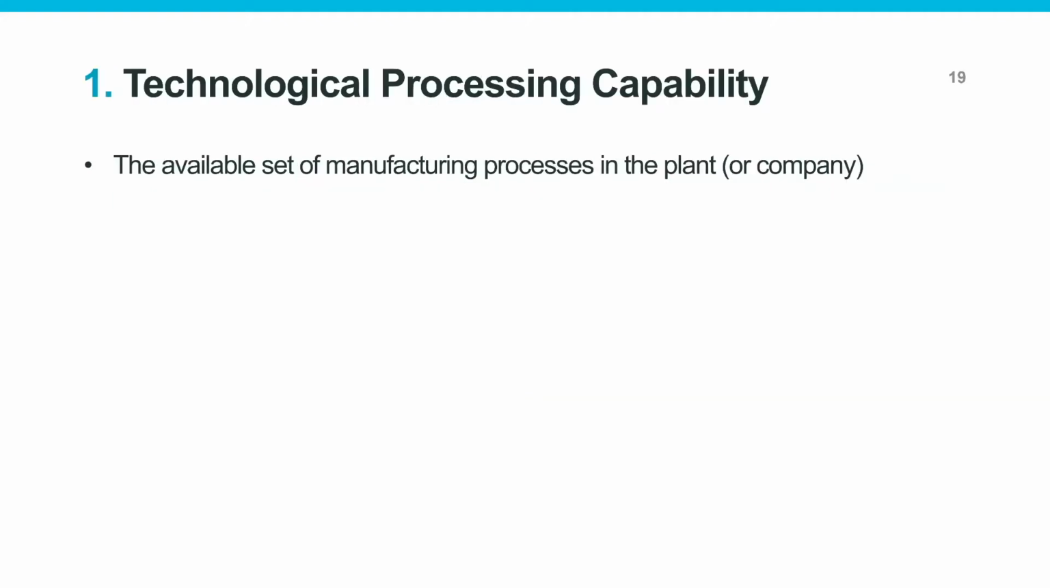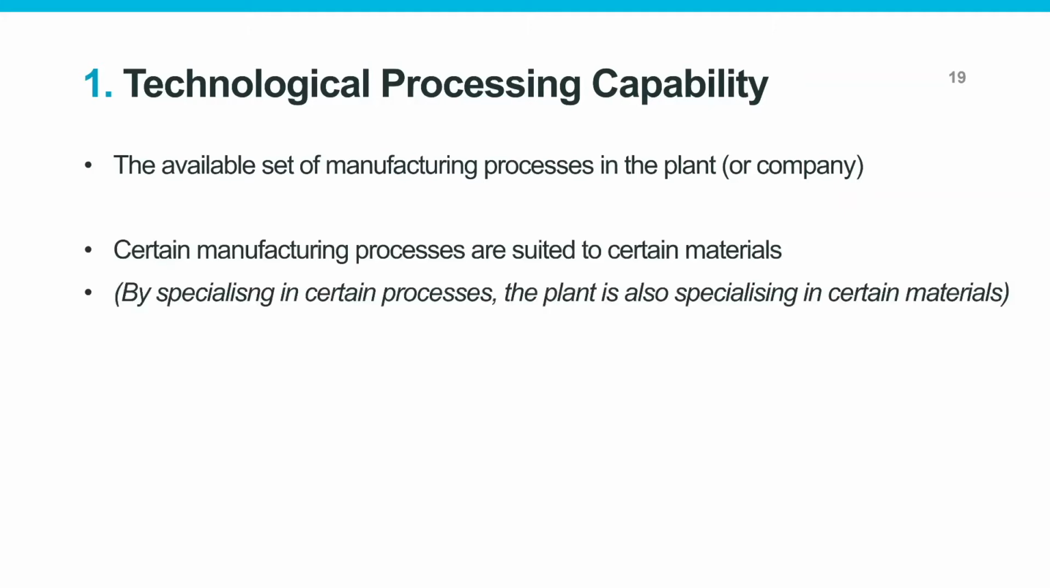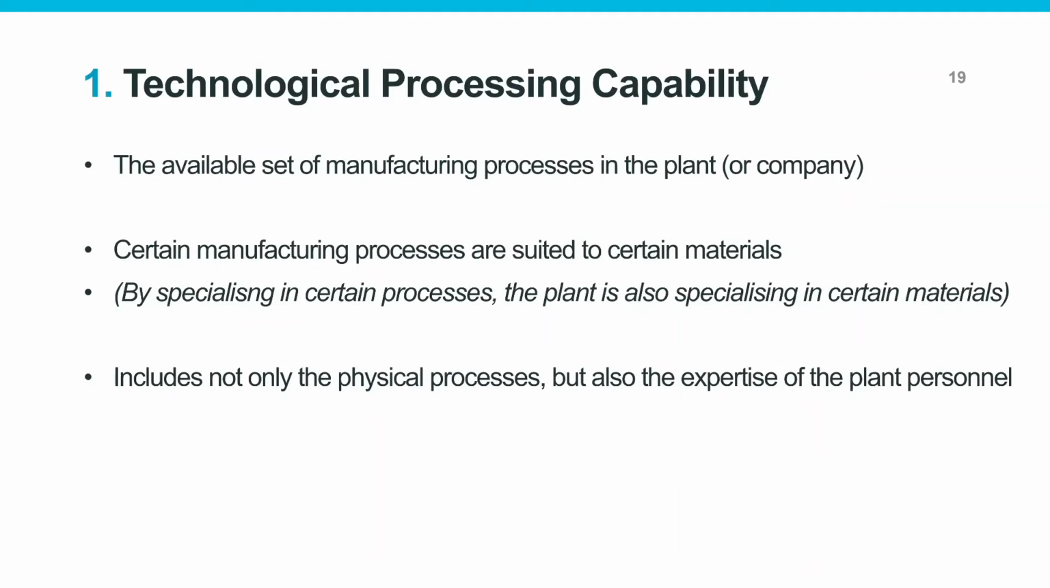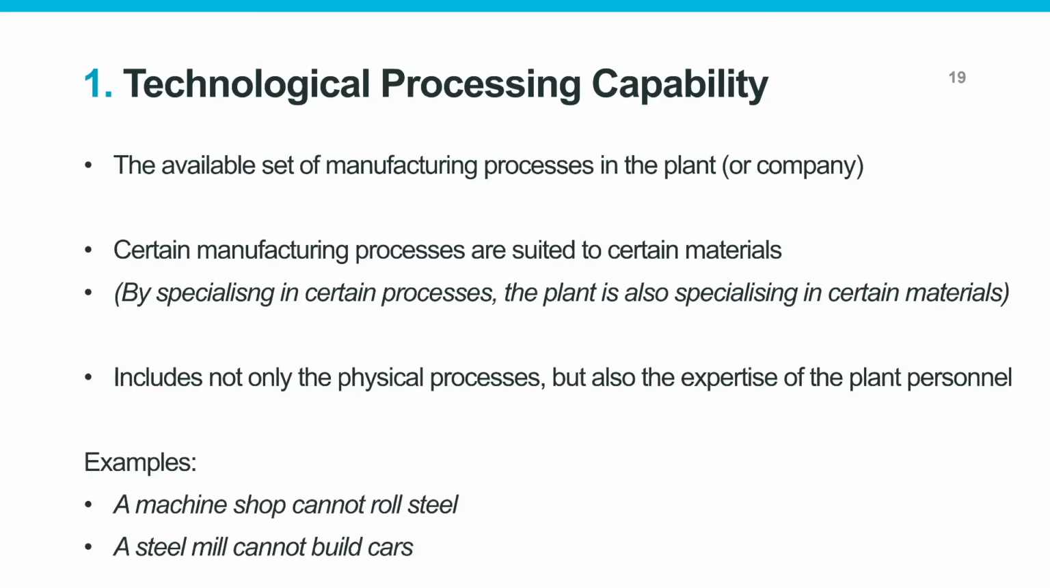Technological processing capability is basically the available set of manufacturing processes in the plant or in the company. Certain manufacturing processes are suited to certain materials. As an example, by specializing in certain processes, the plant is also specializing in certain materials. This includes not only the physical processes, but also the expertise of the plant personnel. For instance, a machine shop cannot roll steel, and a steel mill cannot build cars.